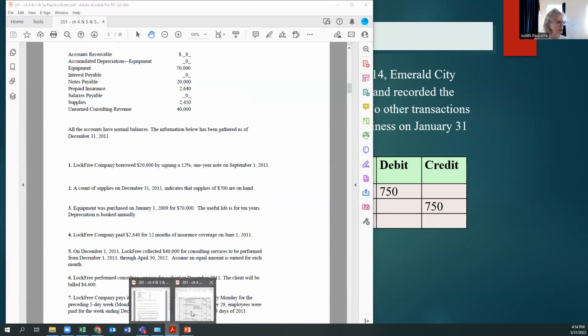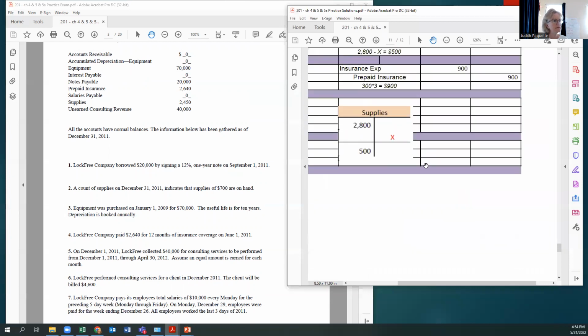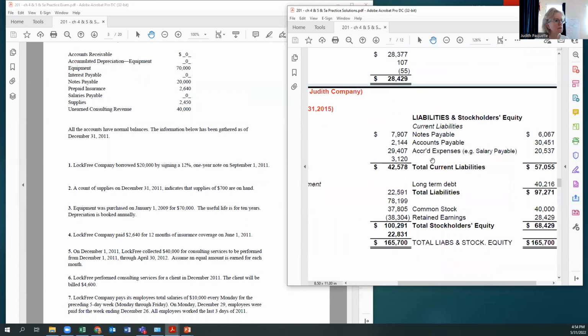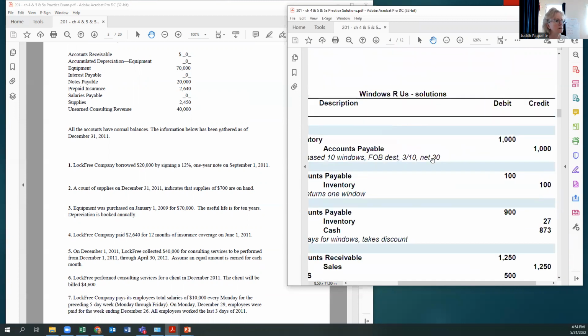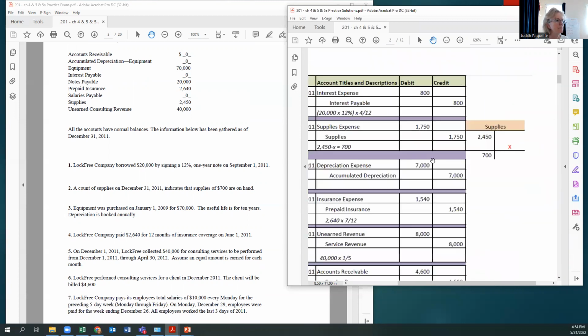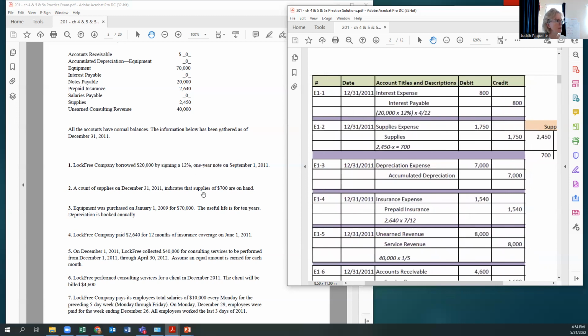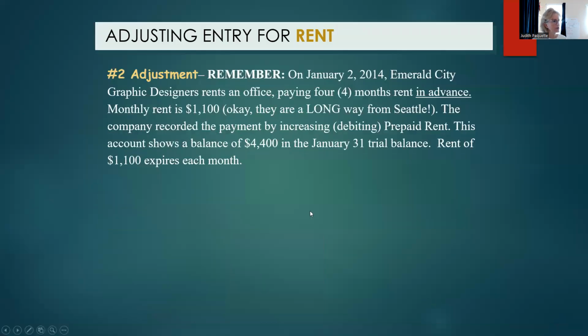Okay. And it's going to be $17.50, and I show it here in the solution. Okay. All right. Second journal entry.